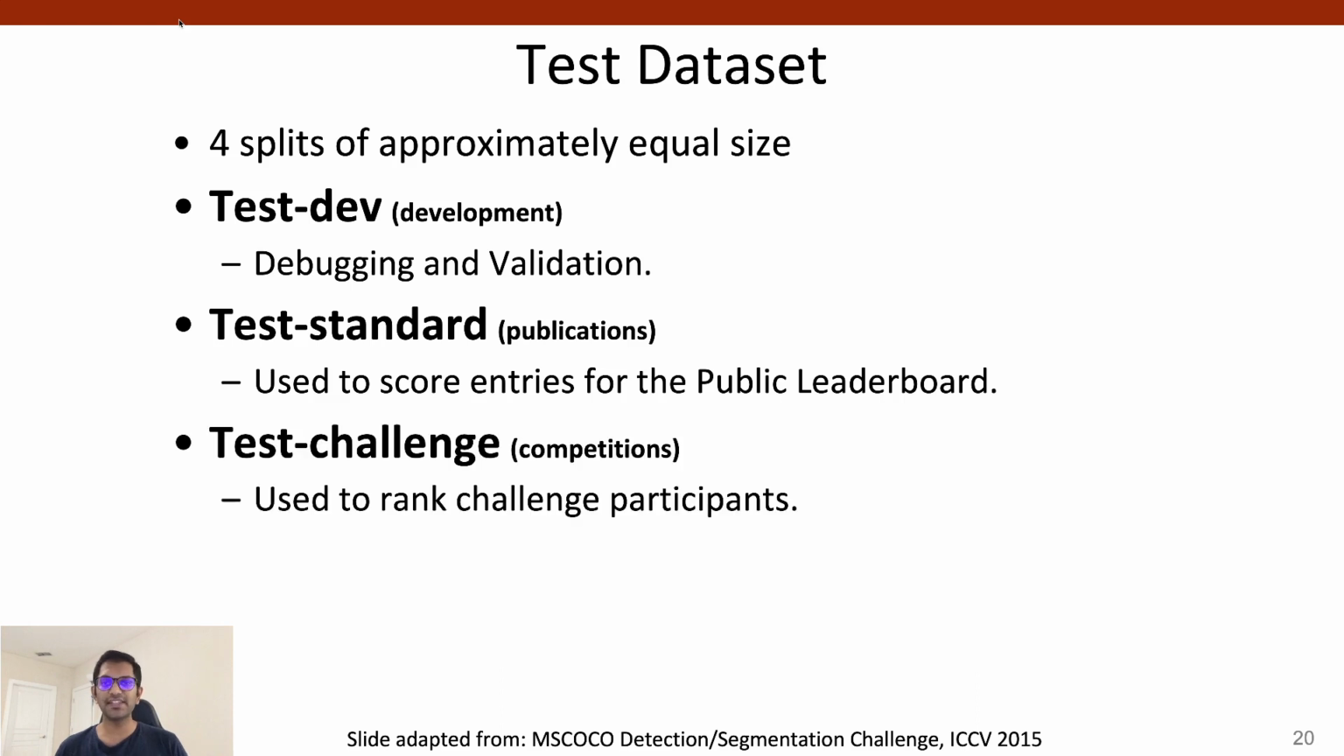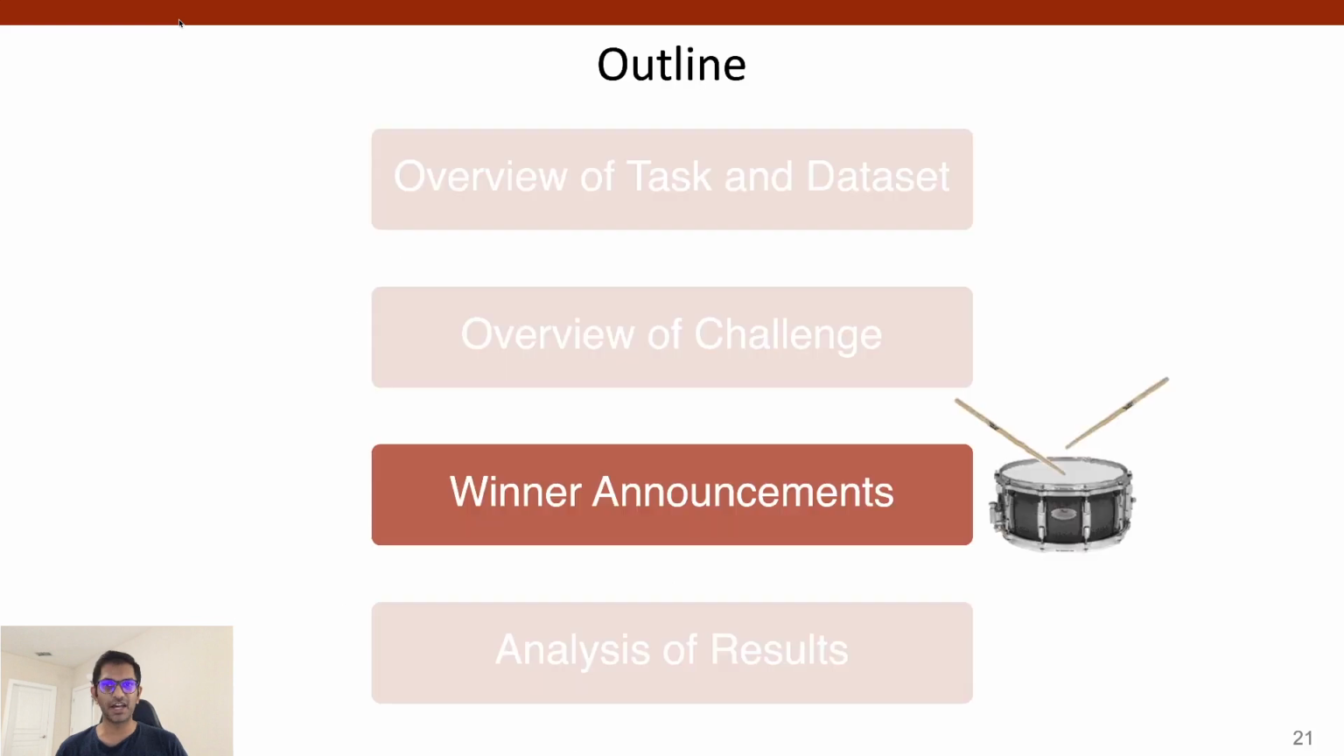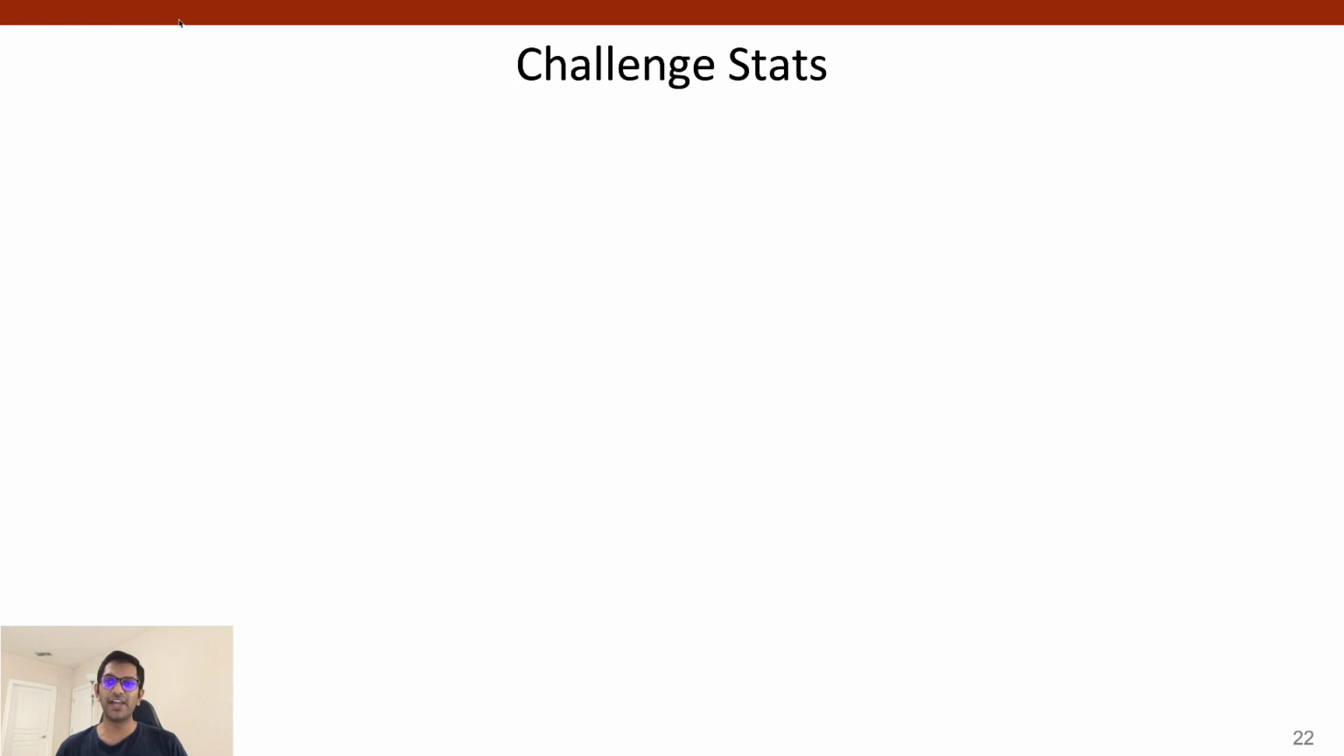The test challenge is the split used to decide the ranking of challenge participants. The test reserve split is used for making sure that there is no overfitting. Scores on this split are never released. Now it's time to announce the winners. But before I announce the winners, I would like to mention that this year we saw continued high participation with 25 teams participating in this year's challenge with individuals from more than 8 institutions.